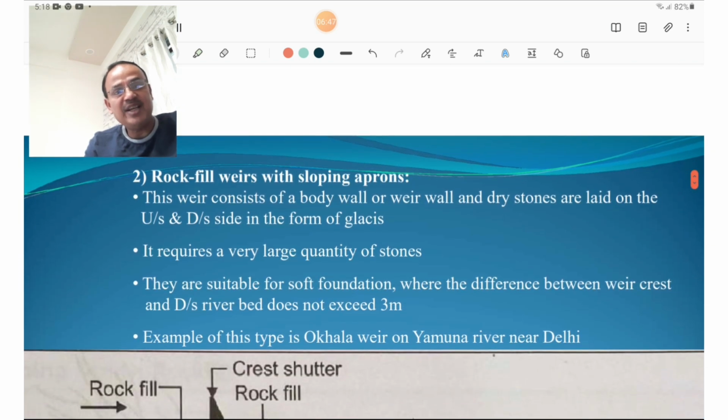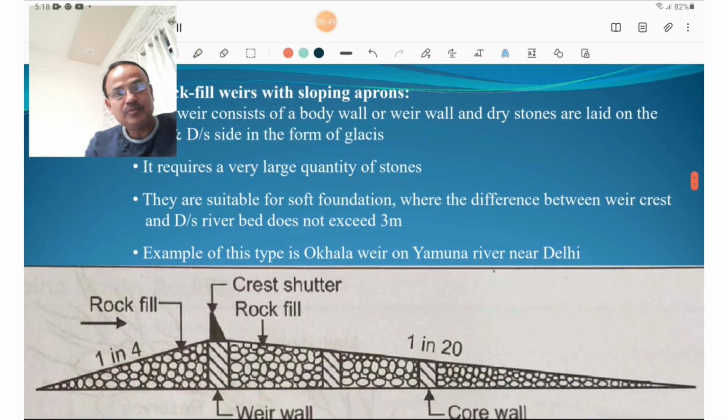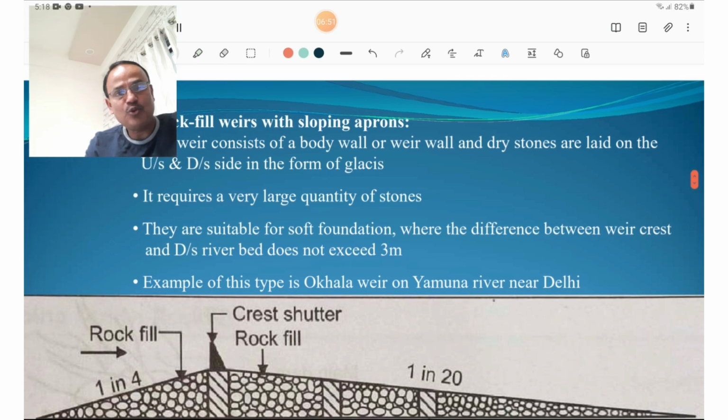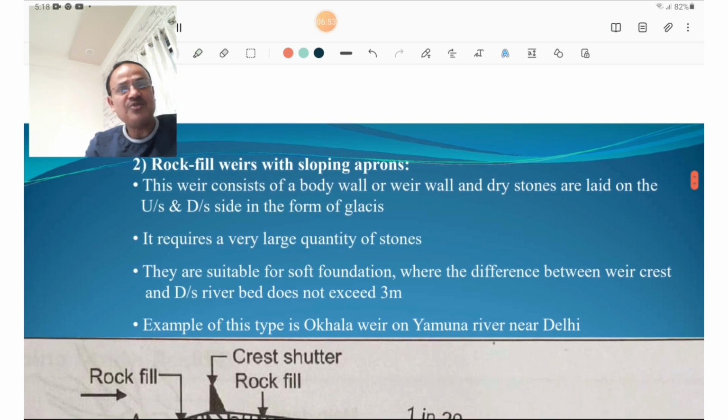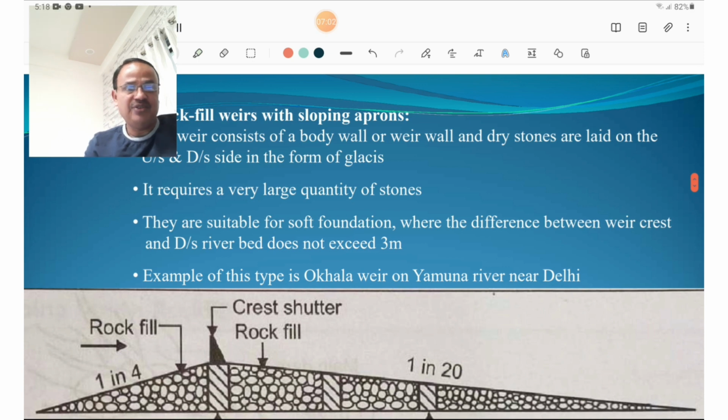Then rockfill weirs with sloping aprons. This is the rockfill weir with sloping apron. This weir consists of a body wall or weir wall, and dry stones are laid on the upstream side and downstream side in the form of glacis. It requires a very large quantity of stones.